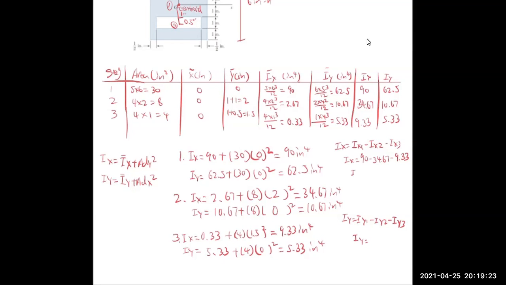Let me see what I got. So I got Ix equal to 46 inch fourth. And then same thing for Iy. So Iy is 62.5 minus 10.67 minus 5.33. Okay, and I got my Iy equal to 46.5 inch fourth. So this will be the final value.